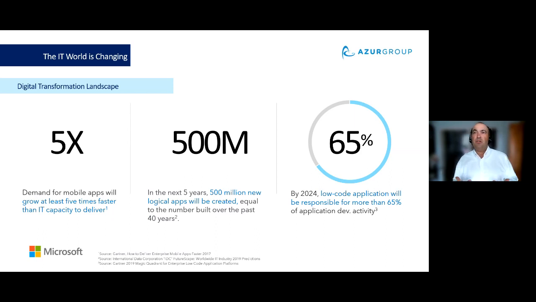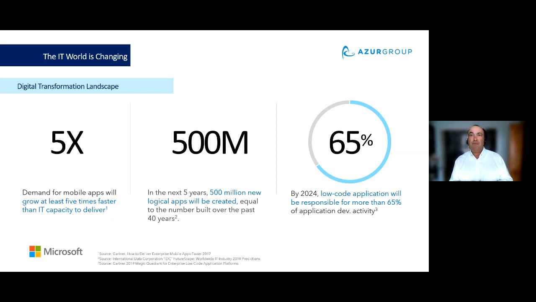The momentum around digital transformation is really having an impact on the need for more application development. According to Gartner, demand for mobile apps will grow 5 times faster than IT capacity can deliver. And in the next 5 years, half a billion, so 500 million new apps will be created. What's kind of amazing about that is that those 500 million new applications are actually more than all the applications built in the last 40 years in the computer industry.